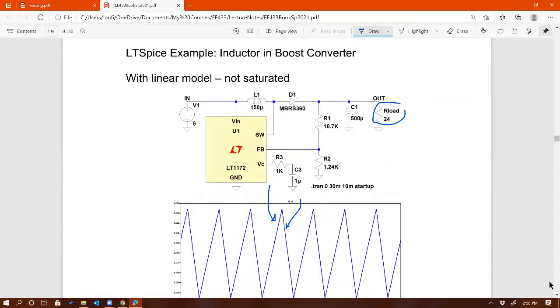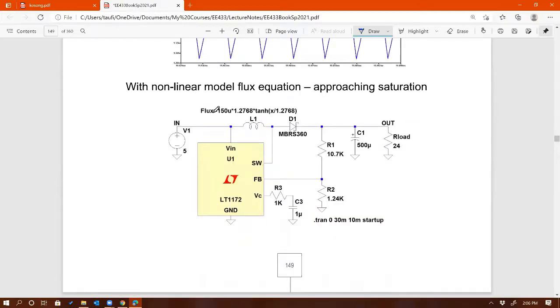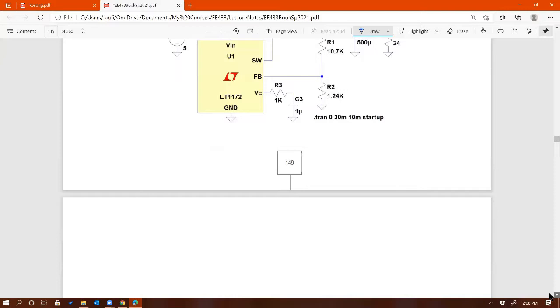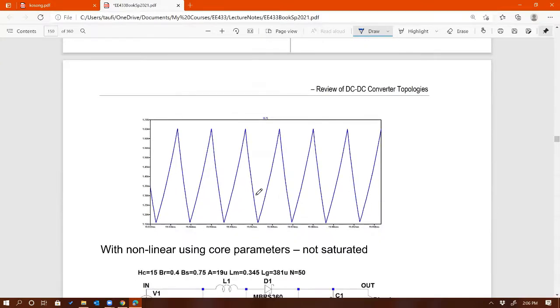Now I put the flux model in addition to the 150 micro, right? So I put in the saturation amperage, which is 1.2768. Not sure why I picked that, but just for the sake of example, there's the saturation current right there, 1.2768, right? And then you can see that for this one, you kind of see a little bit, right?